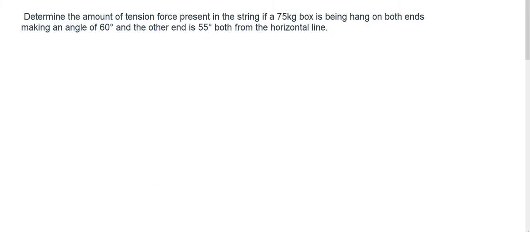Let's illustrate the same problem. If I'm drawing like this, this is the ceiling. Here is the 75 kilogram box. Most of the time it's a box. Here we have 60 degrees and here we have 55 degrees. We'll name these tension 1 and tension 2.